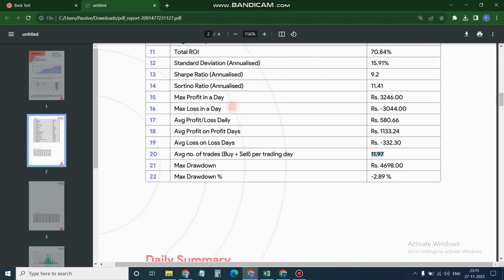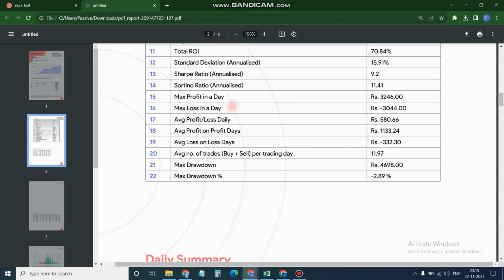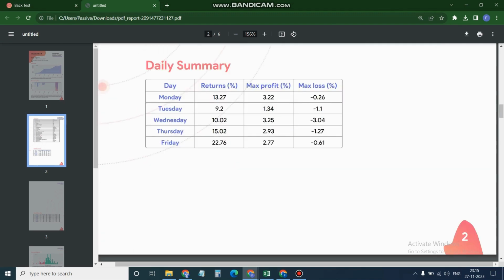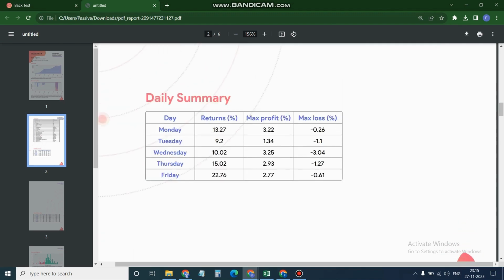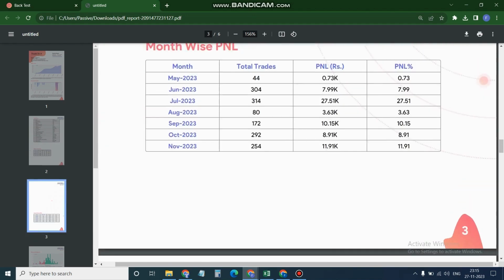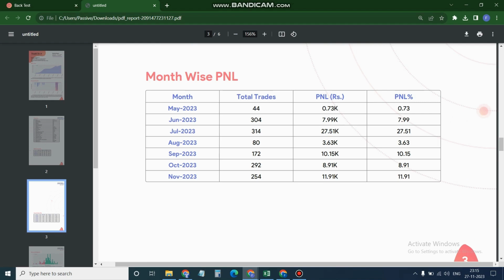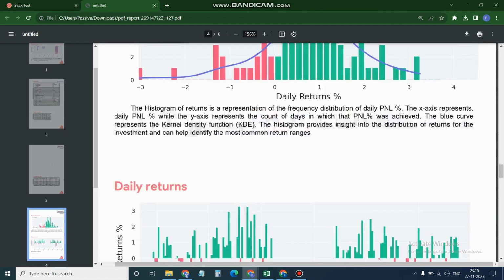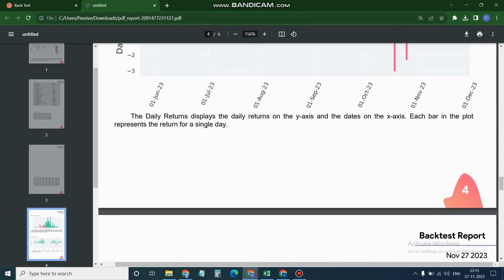So that's the reason I have told you to go with zero brokerage. With that you are able to save. Maximum drawdown 4600 on 1 lakh. Maximum loss is 4698 rupees. So total 2% drawdown. Then we can see when it has made good returns as below, and we can go for the monthly returns. These are the monthly returns and these are the drawdowns.